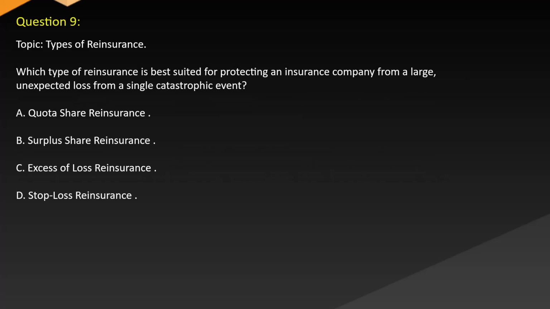Question 9. Topic: Types of reinsurance. Which type of reinsurance is best suited for protecting an insurance company from a large unexpected loss from a single catastrophic event? A. Quota share reinsurance. B. Surplus share reinsurance. C. Excess loss reinsurance. D. Stop loss reinsurance.